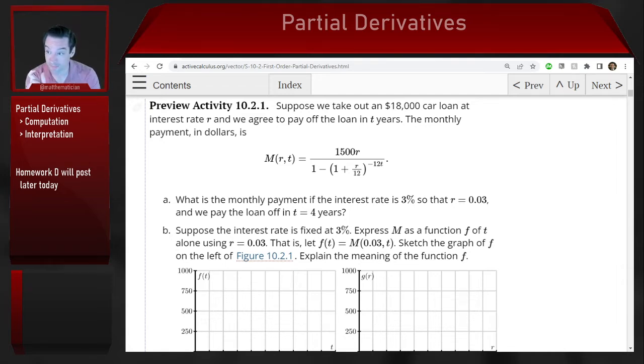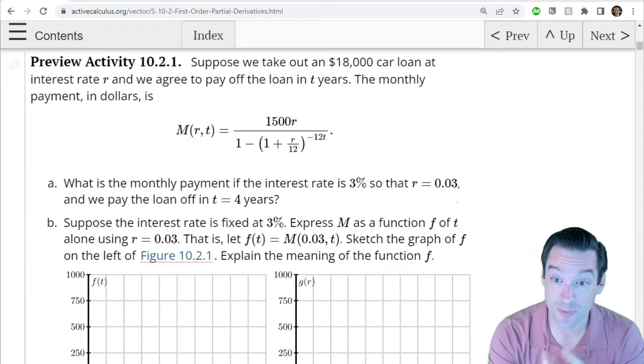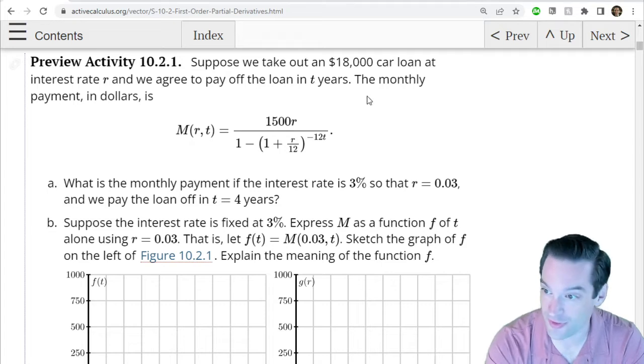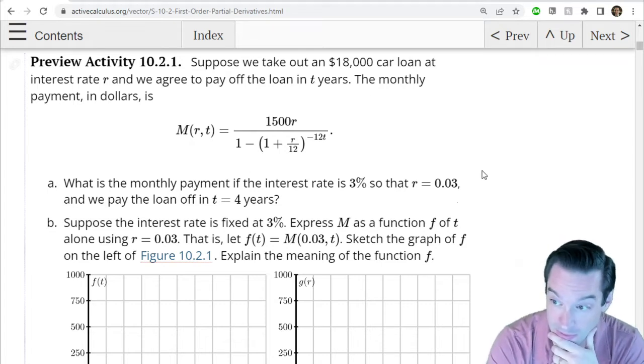Actually, the principal isn't a part of this. So the principal is fixed here. It's an $18,000 loan. And so the two variables here are the interest rate that we get on the loan as an annual percentage rate, and then the length of term. So how many years do we want to have to repay this loan? And so this function of two variables, r and t, gives us the monthly payment for an $18,000 loan related to the interest rate r and the number of years of term, which is t. And so this is a formula for that monthly payment.